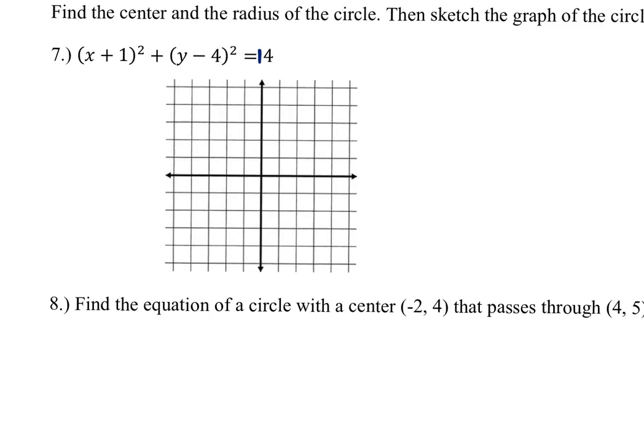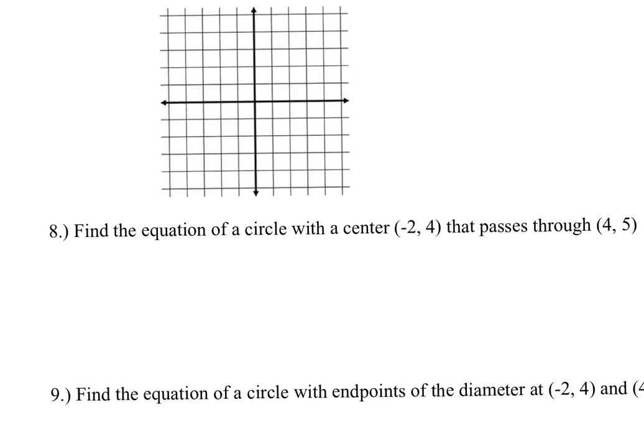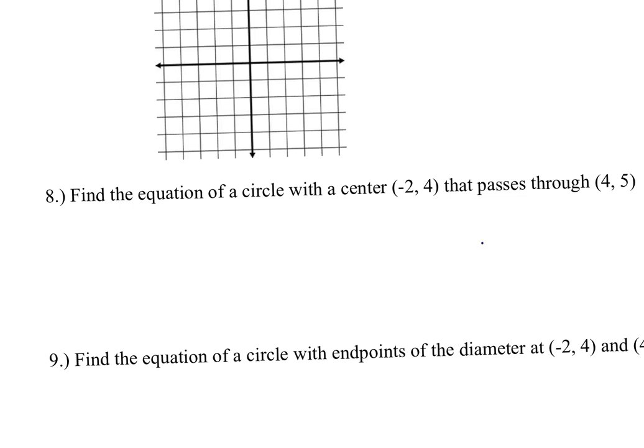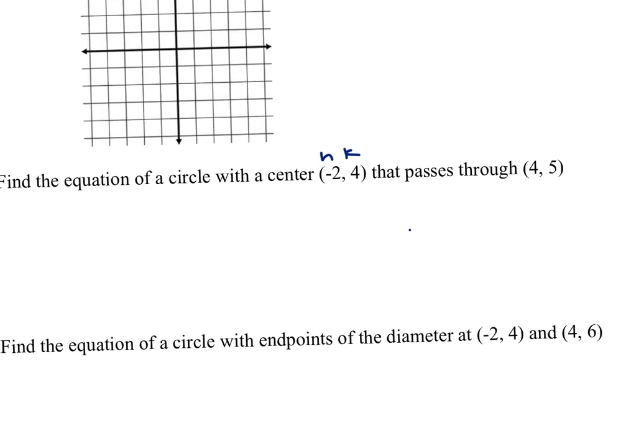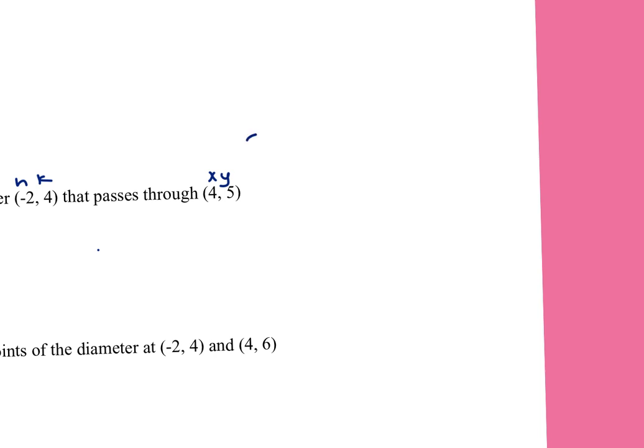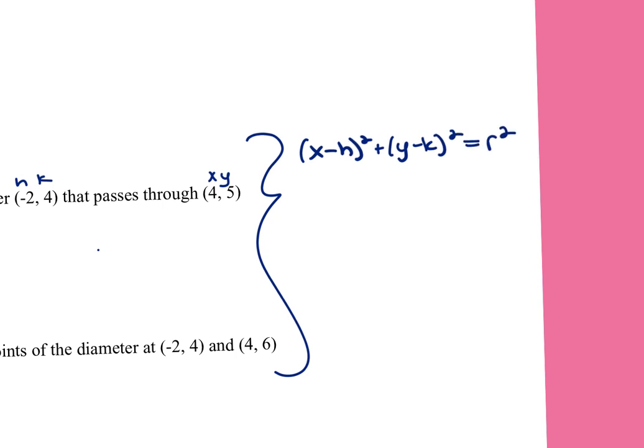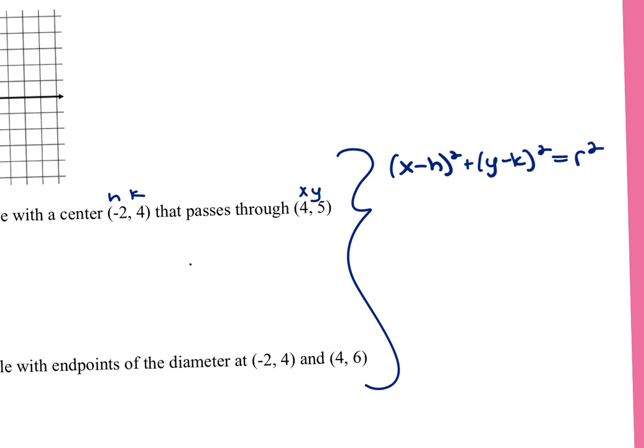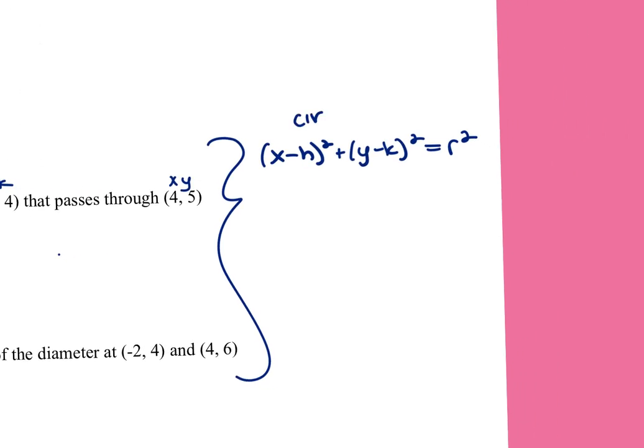Then comes the equation of the circle, one where you're given the center and the point. So this is your h, k, this is your x, y. And then one where you're given the endpoints of the diameter, which was like the one we did on the warm-up yesterday. For these, you need x minus h squared plus y minus k squared equals r squared. And for the second one, you need your midpoint. So this is the circle, this is the midpoint: x1 plus x2 over 2, y1 plus y2 over 2.